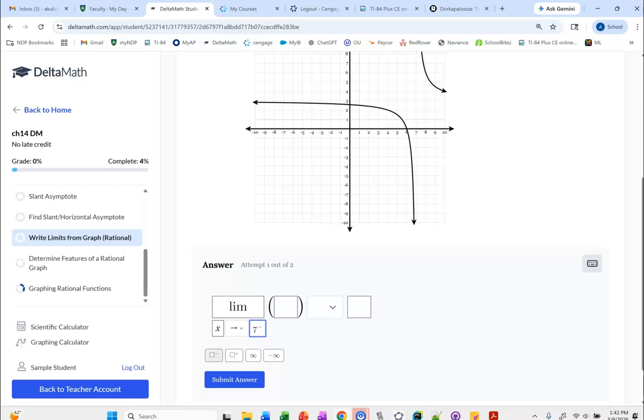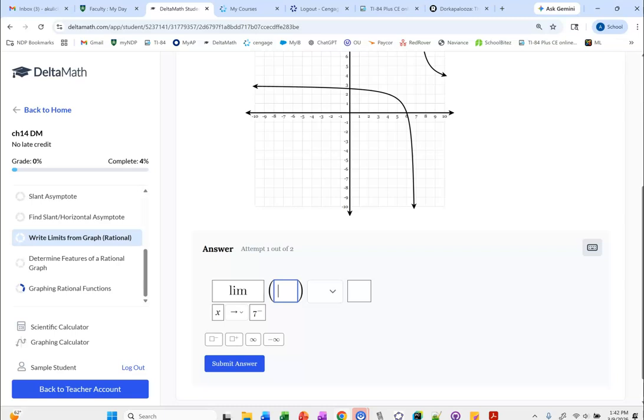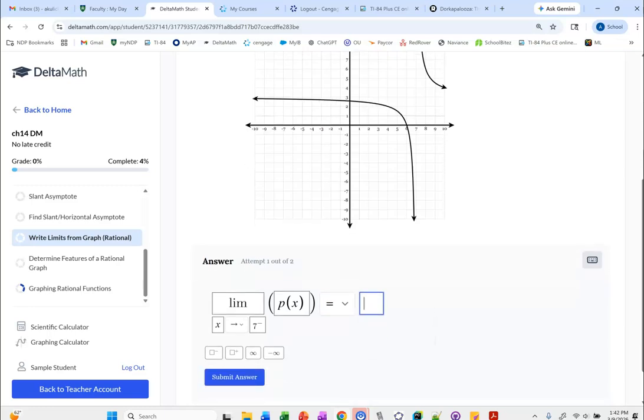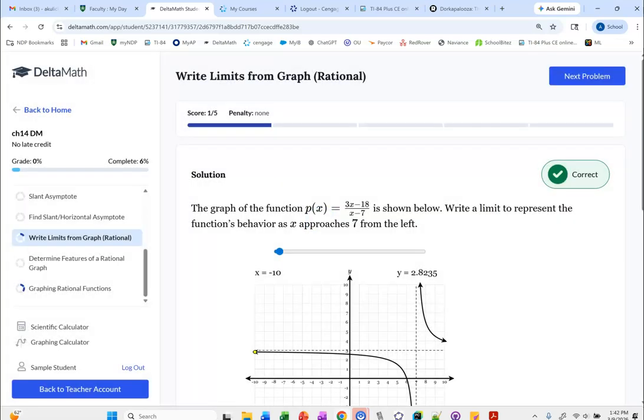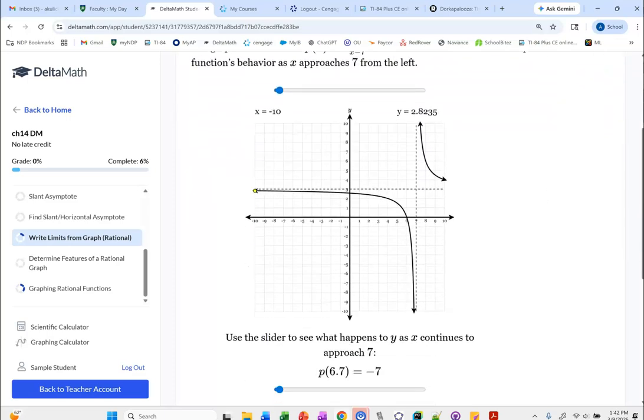Yes. And then I'm just going to type this as P of x here. Okay. And then we'll just write equals. So we're looking at -7 from the left. So we're looking at this arrow. Negative infinity. Why is it the equals and not like the approaching? The limit is always equal. The approaches is only on the x. It's that way every single time.